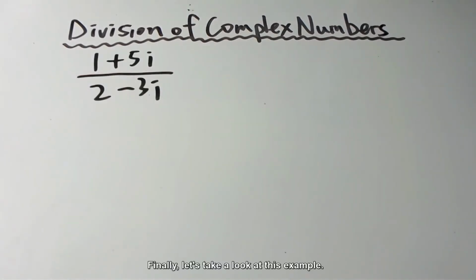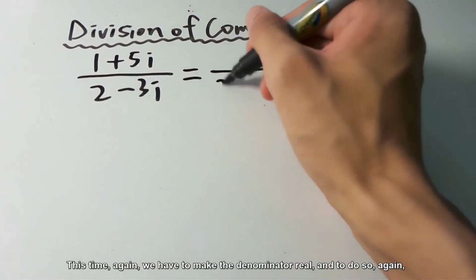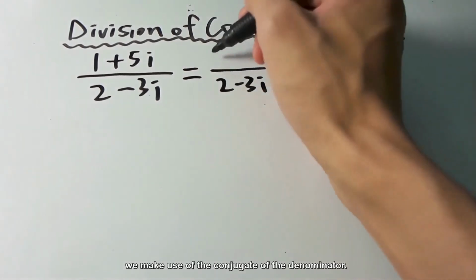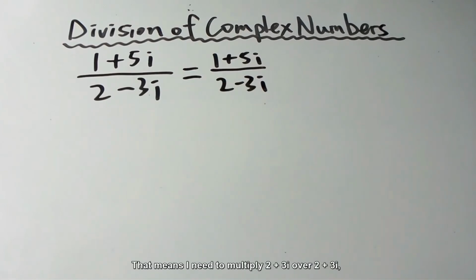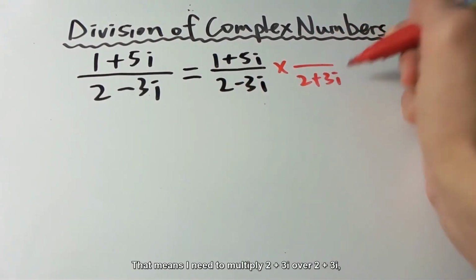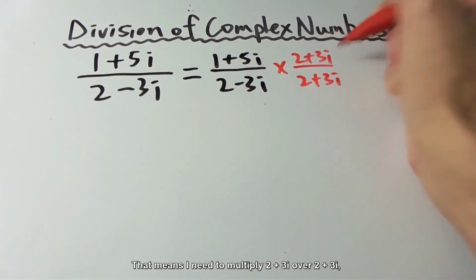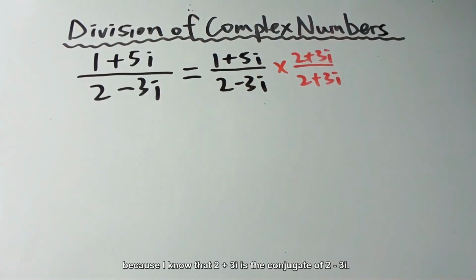Finally, let's take a look at this example. Suppose I need to simplify 1 plus 5i over 2 minus 3i. This time again, we have to make the denominator real, and to do so, again, we make use of the conjugate of the denominator. That means I need to multiply 2 plus 3i over 2 plus 3i, because I know that 2 plus 3i is the conjugate of 2 minus 3i.